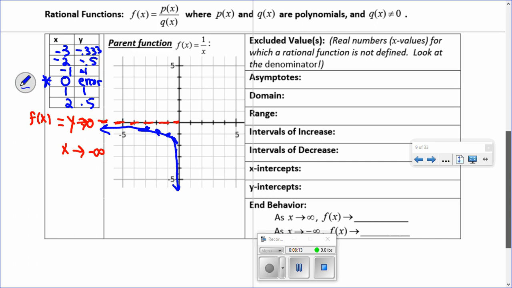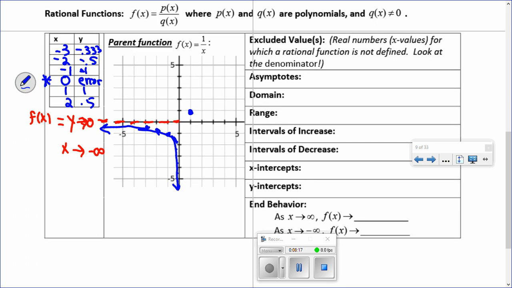So I don't have any values at 0, but I do at 1, I do at 2.5. And what's happening is it's like it just skipped over 0, and it's coming all the way from positive infinity for those y values. And then it's going back down, and it wants to hit that x-axis, but it never quite does. And that suggests that I have a horizontal asymptote at y = 0.